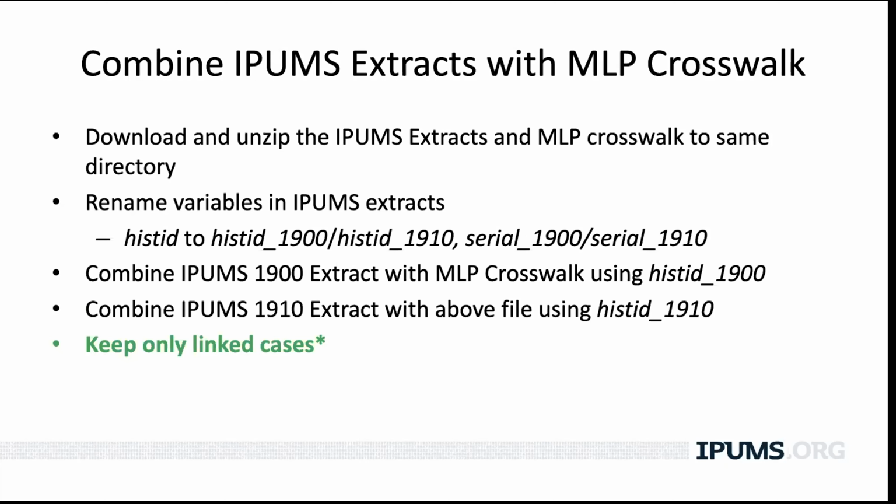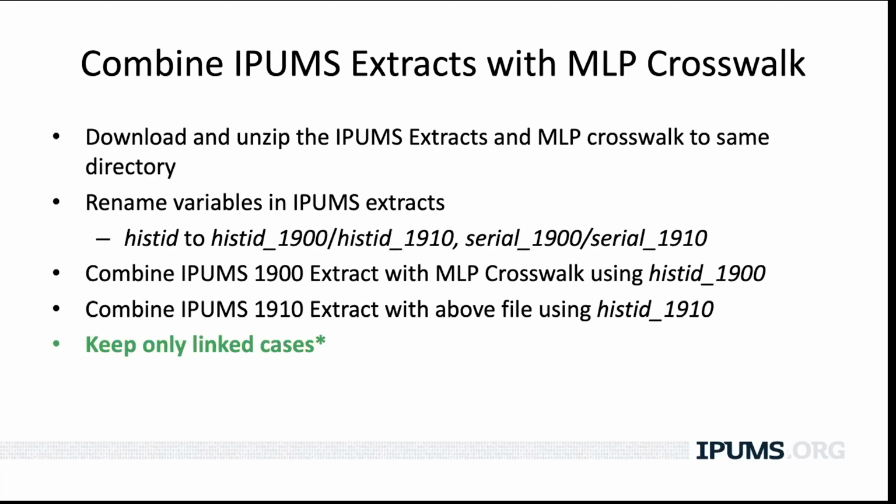And then to combine your IPUMS extracts with the MLP crosswalks, there's two basic rules to keep in mind. The first rule, and I already mentioned this, is always use hist ID. So the variable you're going to use to combine your data sets is hist ID. And the second rule is, whatever the common year is between the two files you're linking is the hist ID you want to use. So if you have a 1900 extract that you want to link to the MLP crosswalk 1900 to 1910, the common year in these two files is 1900. So you're going to link using hist ID underscore 1900.